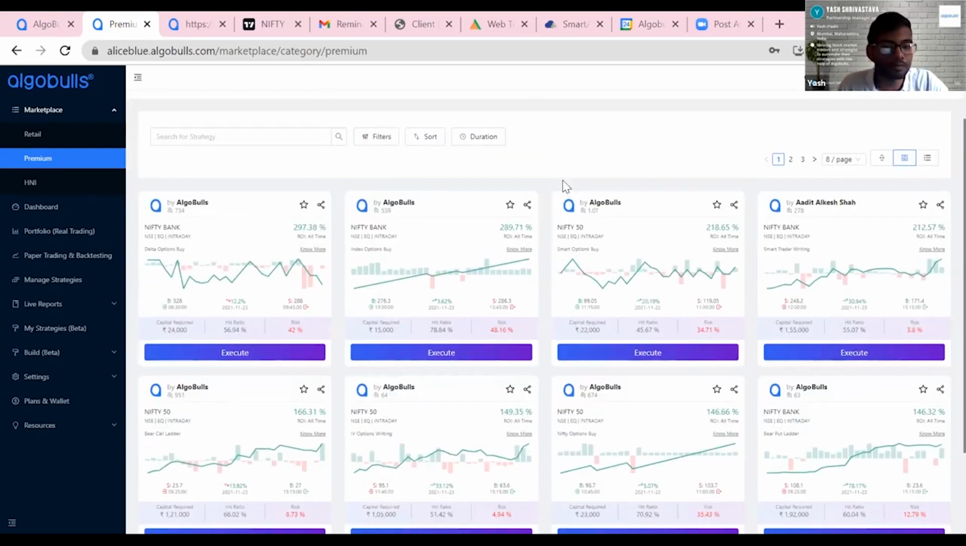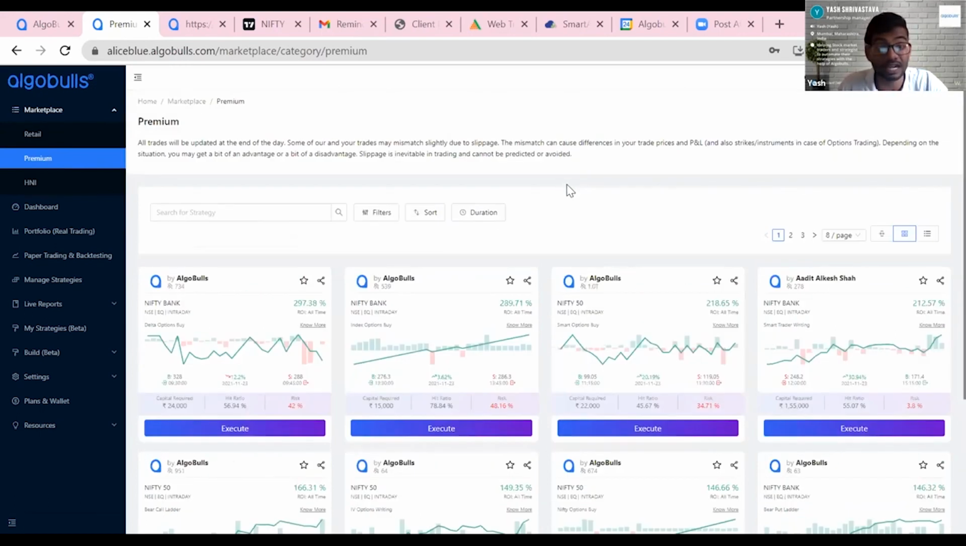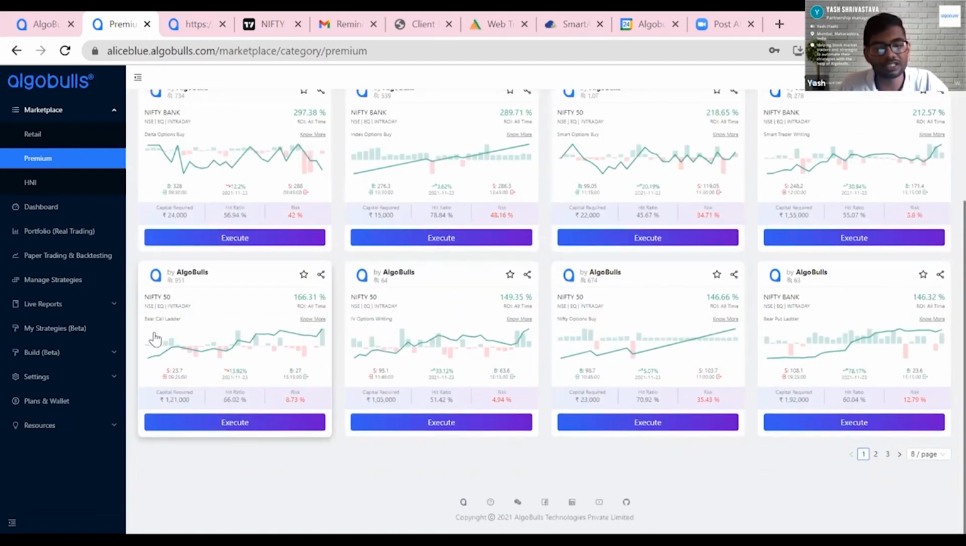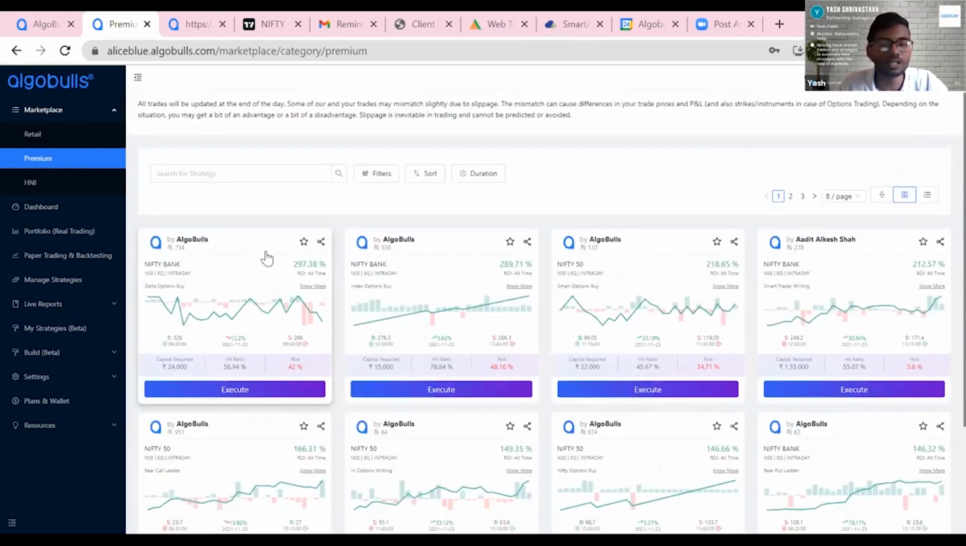So yes, this is a premium marketplace which has a few of the strategies on index option buying. This is where we have most of the index option buying strategies. You can see a few of the strategies here are on Nifty Bank and Nifty 50, mostly on Nifty and Bank Nifty, which are mostly index option buying strategies.